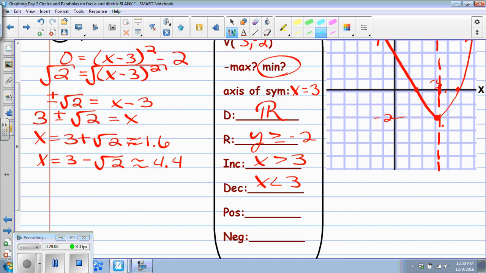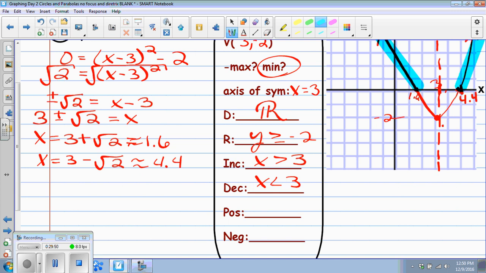Now, positive and negative. Where are my y values positive? Now, this is where I said those x-intercepts come into play. Let me label those. This was 1.6, and this was 4.4, approximately. Okay? Now, is my y value here positive or negative? What about here? Positive. What about here? Negative. What about here? Negative. Positive. Positive.